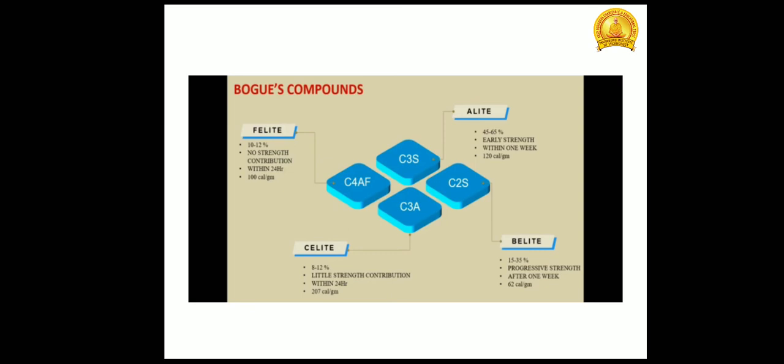Then we have felite, F-E-L-I-T-E. Felite has 10 to 12% composition. Here also there is no strength contribution, and it can occur within 24 hours with a liberation of 120 calories per gram of heat. So these are some of the ingredients, then manufacturing, and then Bogue's compounds that we have discussed.